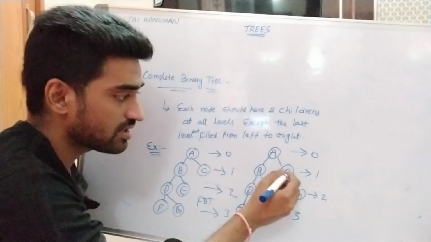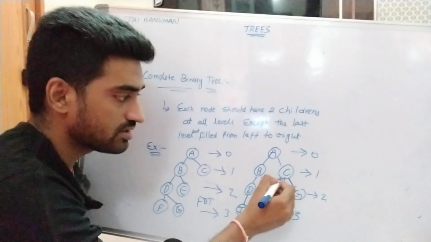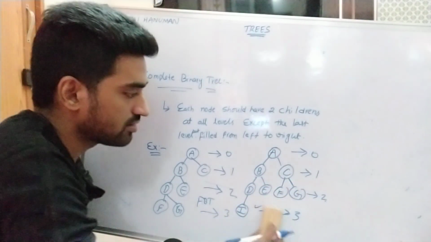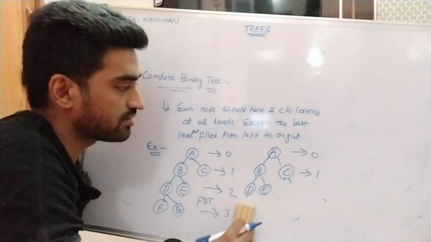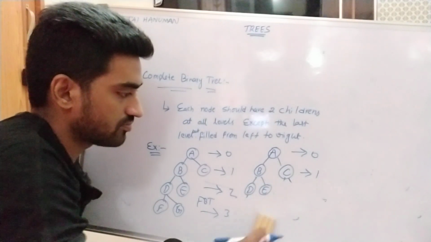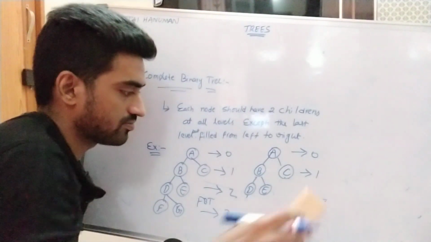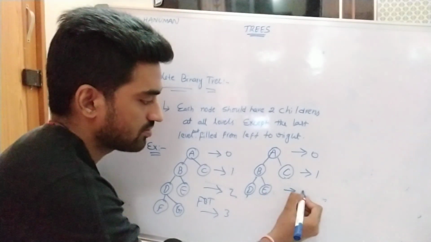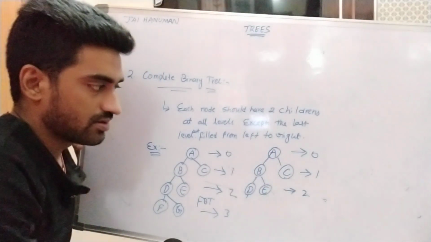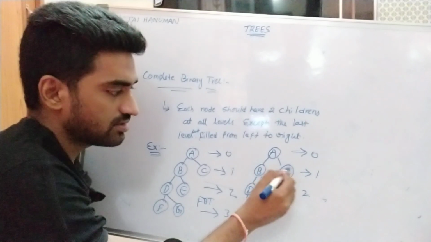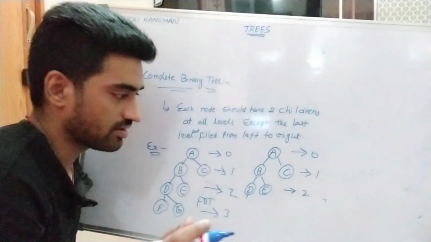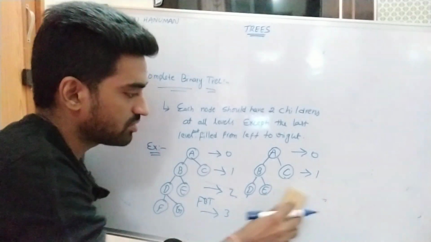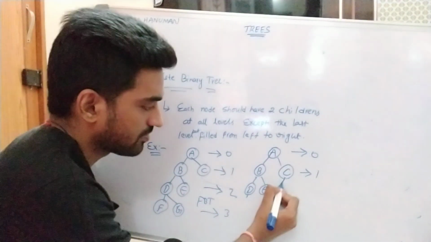Previously I took one example. In that example I am not writing this one. So this is not a complete binary tree. Why? Because here C does not contain any children. So this is also a complete binary tree, right? So here I am taking one more example.